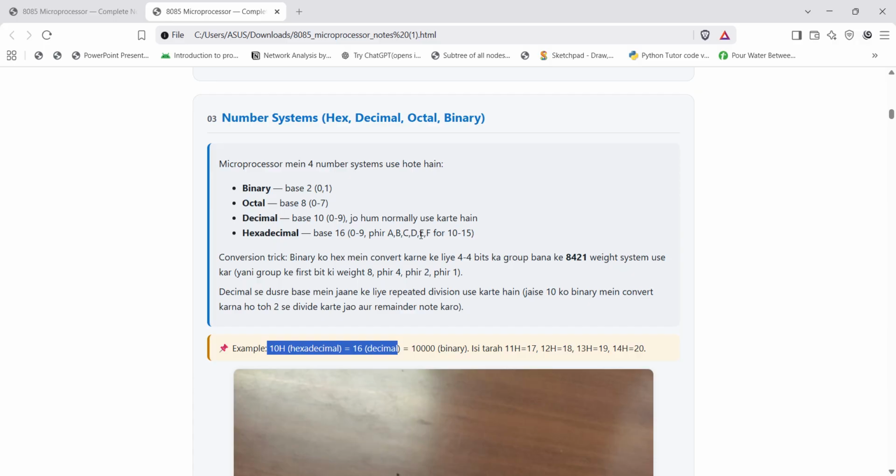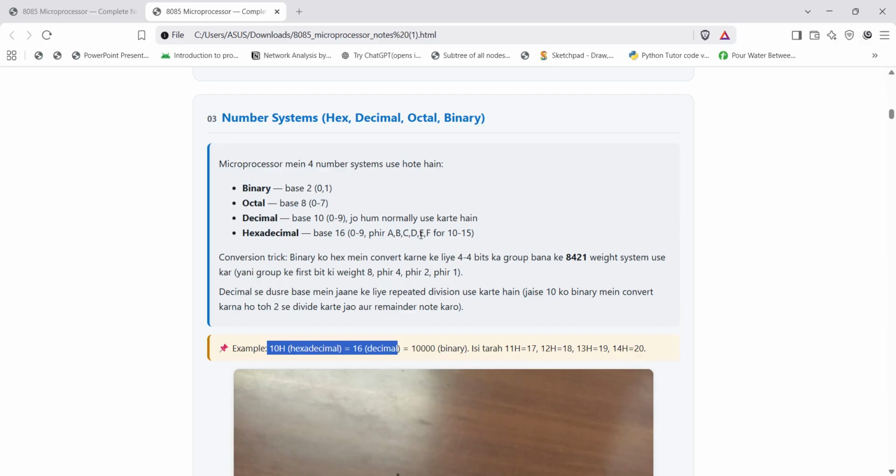And then we will be having D plus 10. Since D is itself 13 and plus 10 is 23. And 23 we try to write in terms of H, so that is 17H. 17H is basically 23. So 17556H will be your output. Okay, so that is basically hexadecimal addition.